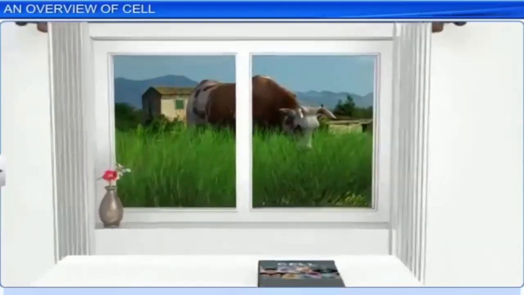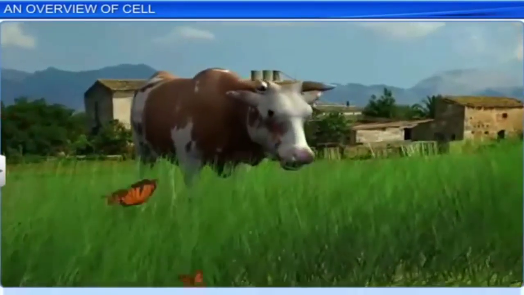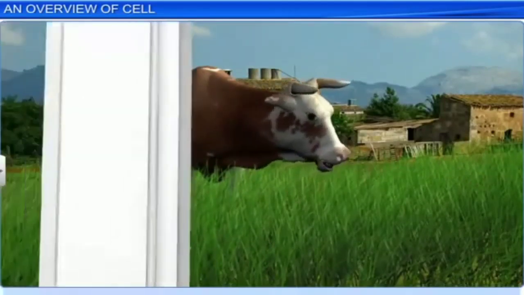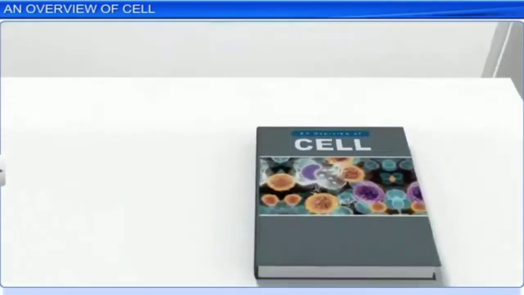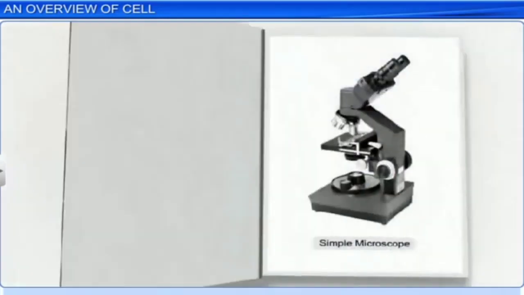Millions of animal and plant species of varying sizes and shapes inhabit the earth, and they all have one thing in common. They are all made up of cells, the fundamental unit of life in living organisms. Scientists didn't know about the existence of cells until the invention of the microscope.